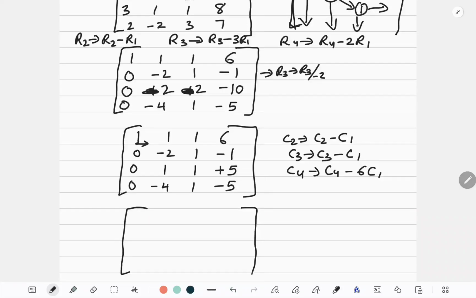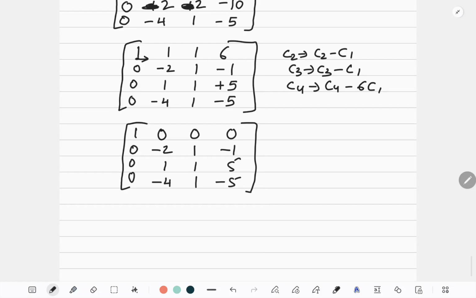See, I'll write, then you'll understand probably what I'm saying. 0 0 0. Because of these three operations, this will become 0, this will become 0, this will become 0. Remaining you write as such. Because this first column is 0 now, it will not affect. Correct? So now I got this.